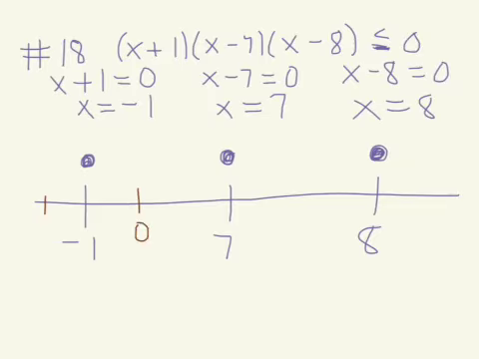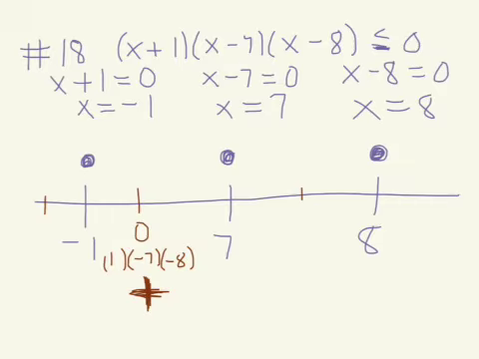So we have 0 plus 1 will give us 1. We have 0 minus 7 gives us -7. And we have 0 minus 8 gives us a -8. So anything between -1 and 7, we're going to end up with a positive answer because the negative times the negative is a positive. If we want to test a value in between 7 and 8, we can do 7.5.